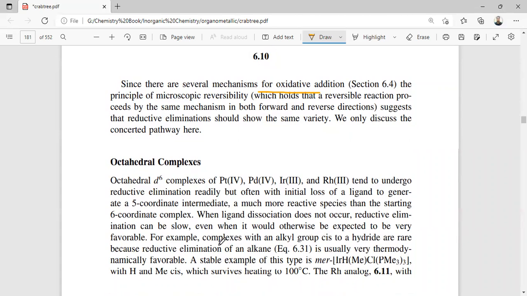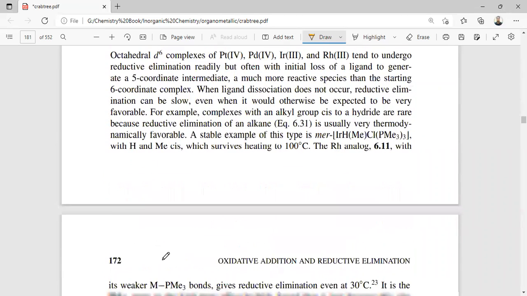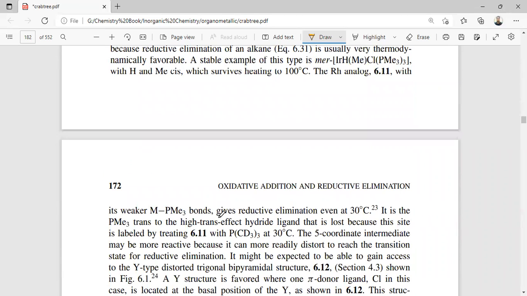For example, complexes with an alkyl group cis to a hydride are rare because the reductive elimination of alkane is usually very thermodynamically favorable. A stable example of this type is the iridium complex with cis H and Me, which survives heating at 100 degrees C, and the ruthenium analog with weaker PMe3 bonds gives reductive elimination at 30 degrees C. So it is the PMe3 trans to the high trans effect hydride ligand that is lost, because the site is labilized.